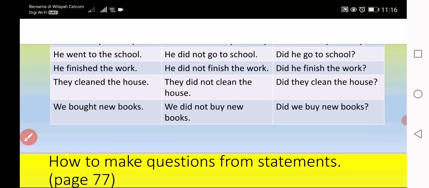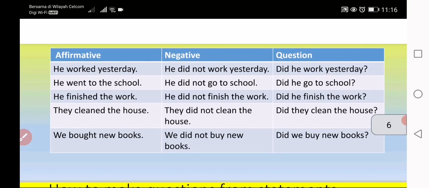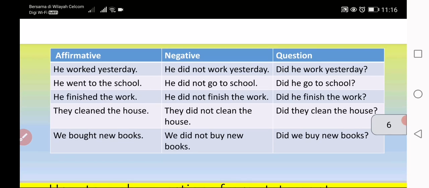Okay. We bought new books. We did not buy new books. Did we buy new books? Alright. So, kamu kena ingat kalau negative, ada did, ada not, followed by base form.